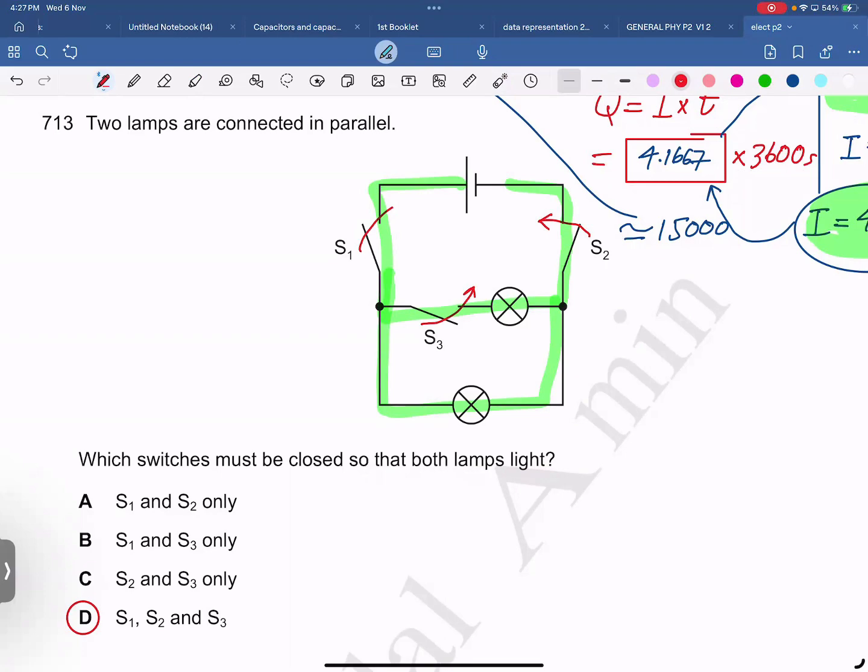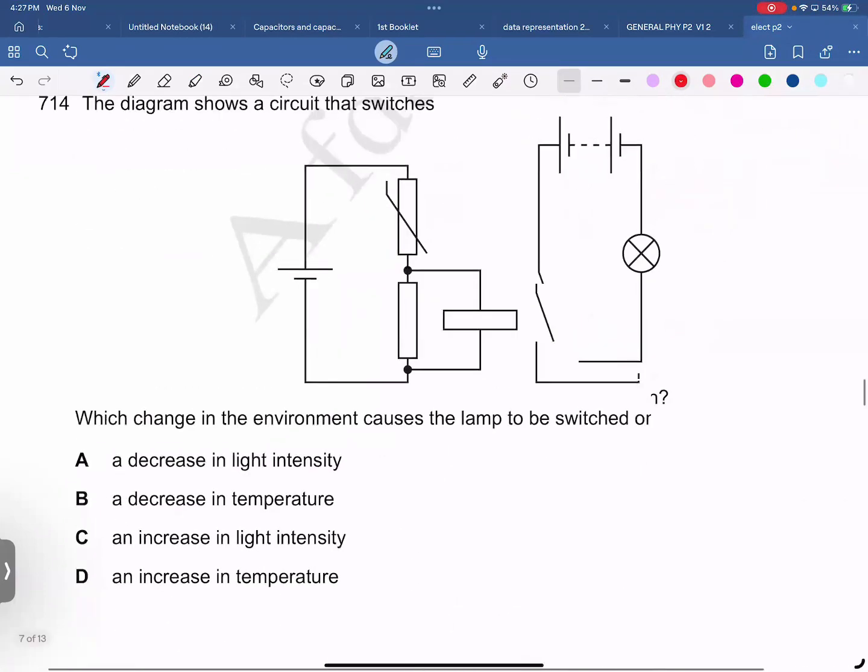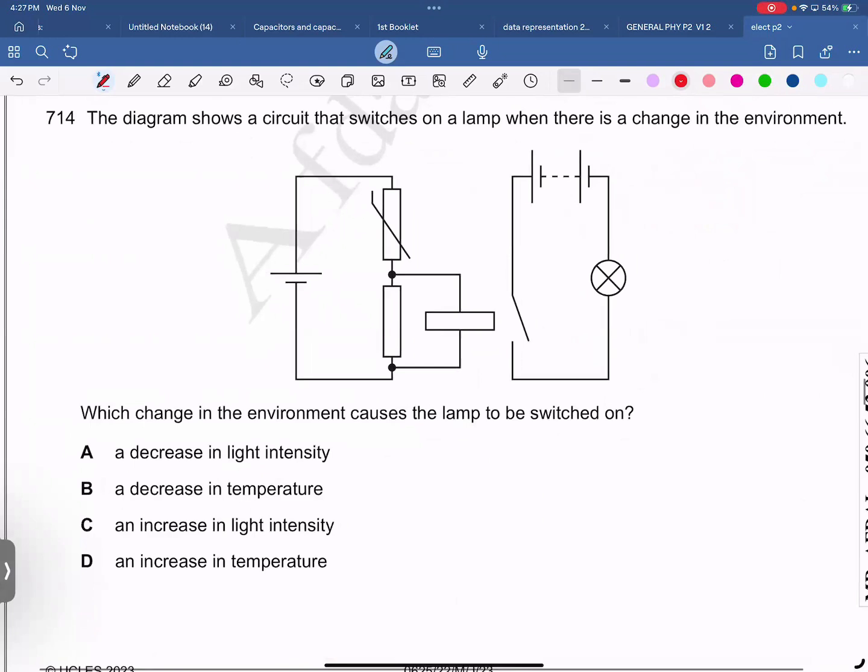Next question, number 714. Relay question, it's a good indirect question, you will love it. You will love my explanation. The diagram shows a circuit that switches on the lamp when there is a change in environment. Environment change could be two options: either there is change in temperature or change in light intensity. So how do we know?